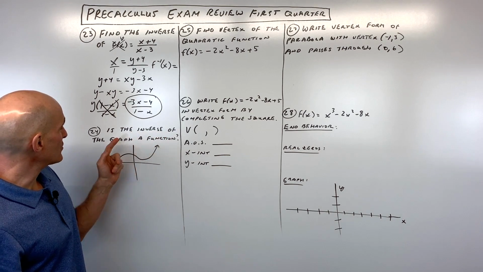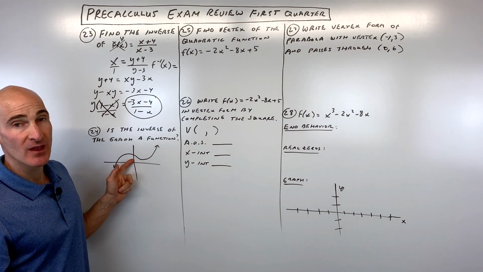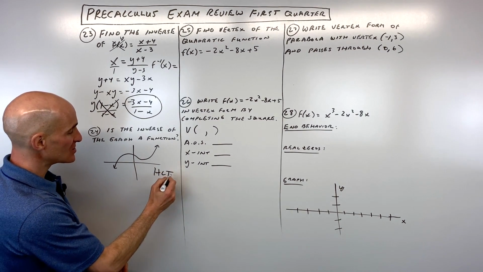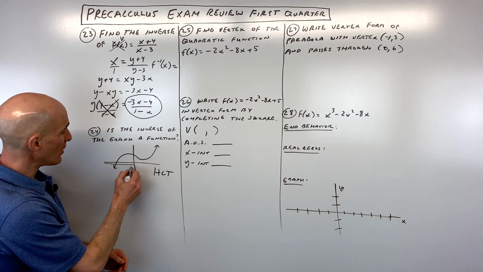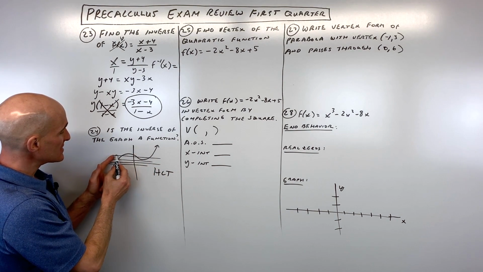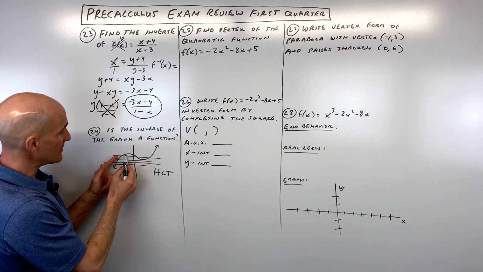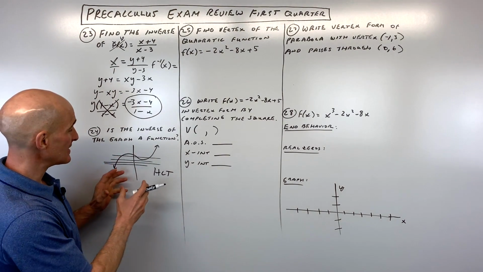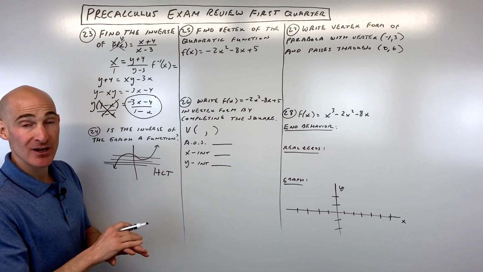Okay, so let's go to number 24. It says, is the inverse of this graph here a function? So what they're testing us on here is the horizontal line test, HLT. What you do is you draw horizontal lines and you see, does it cross the graph at more than one point? Well, you can see here, this horizontal line is crossing at this point, this point, this point. So that means it fails the horizontal line test. It means that the inverse of this graph is not going to be a function.